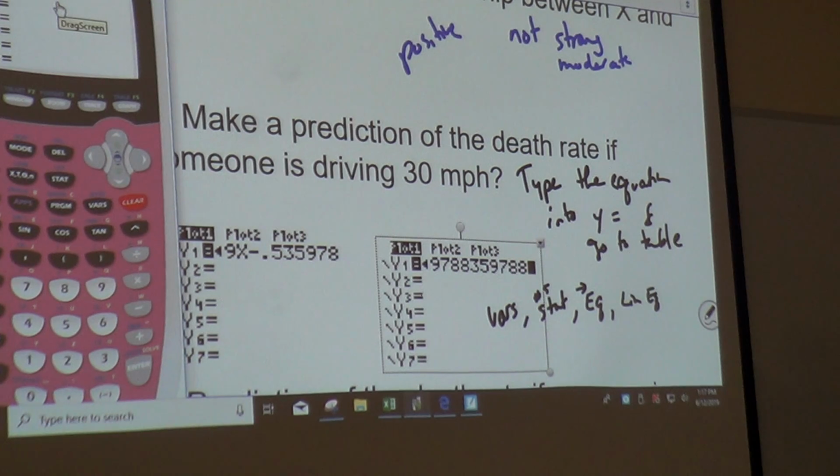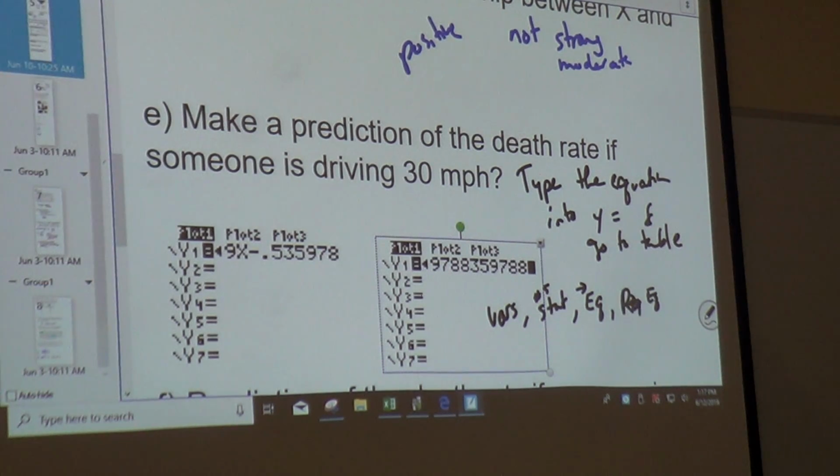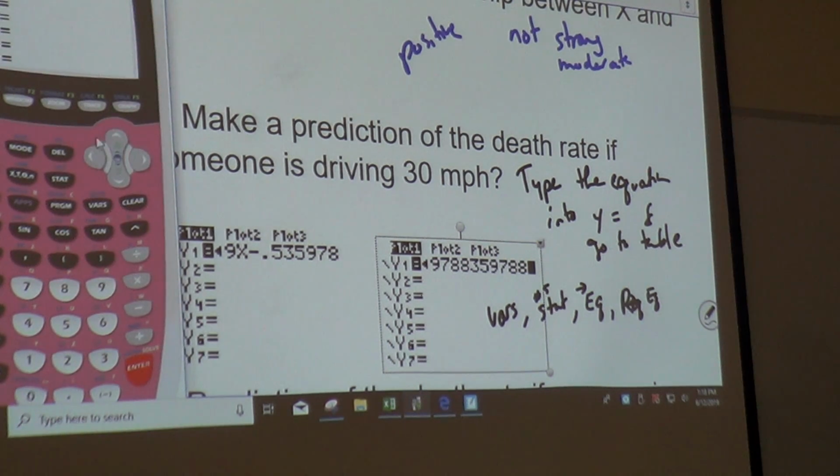So I've got to say, I want to be here, because that's where I want to copy and paste it. So I do VARS, I go down to number 5 because I'm sucking over statistics, I go over to EQ because I'm sucking over equation, and then it's regression equation, not linear equation, regression equation, and then I hit enter. And when I hit enter and I back up, what it did is it sucked over the entire, look, there's the blah, blah, blah, x plus a negative blah, blah, blah. It sucked over the whole thing.